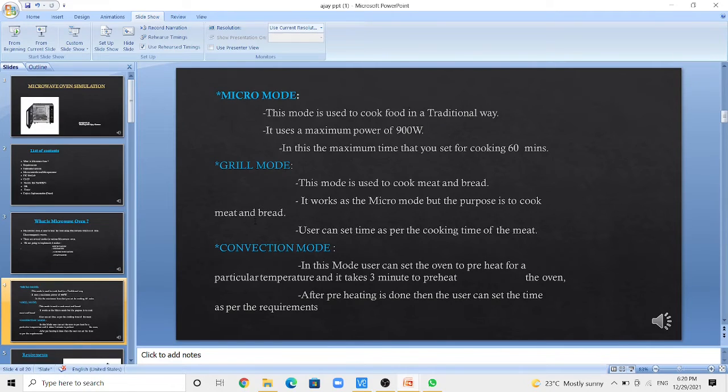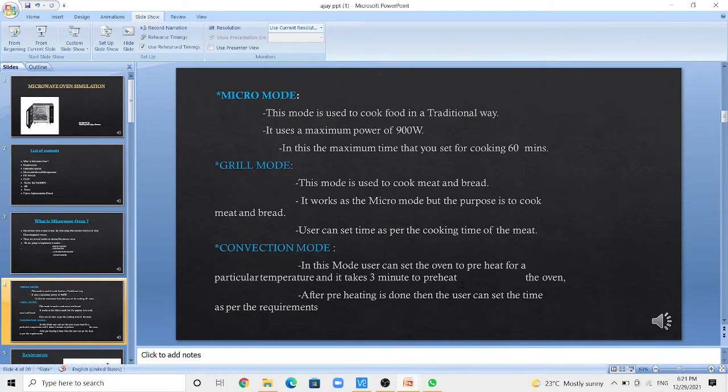Like if you want to heat an egg puff, when you put it in a microwave oven, you can set how much time to heat it. Up to that time it will heat it, and after that we can eat it easily. And then convection mode. In this mode, the user can set the oven to preheat to a particular temperature, and it takes 3 minutes to preheat.